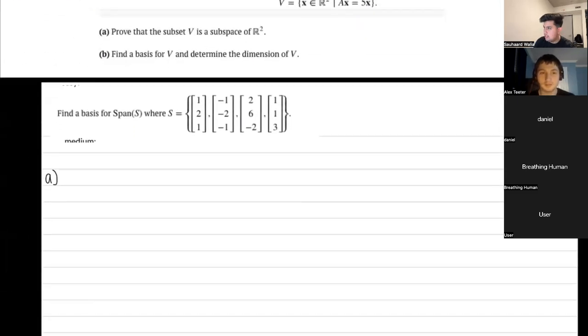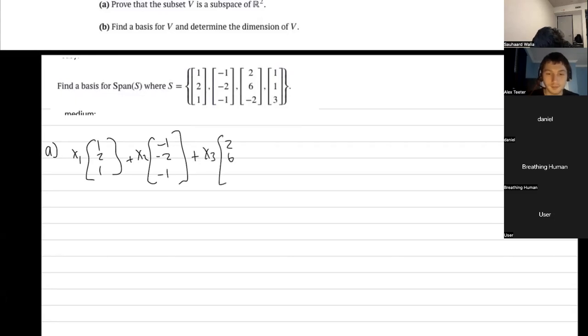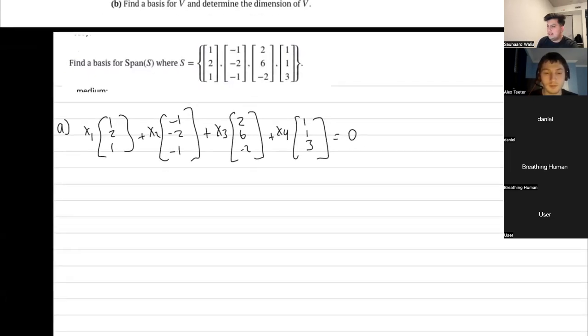Perfect. Let's do that, and let's do it first. I'll write that part just for everyone to see. 1, 2, 1, plus x2 times -1, 2, -1, -1, plus x3 times 2, 6, -2, and plus x4. What am I going to write here? Express them as a combination and equate them to 0. Now simply we're going to put this in a matrix.